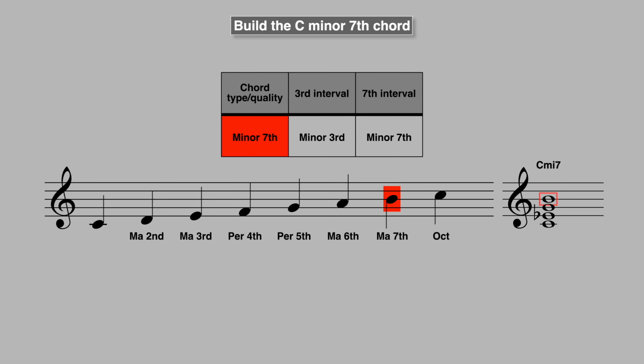We need a minor seventh interval from the root up to the seventh of the chord. In the C major scale, we see that the seventh scale degree is a major seventh interval up from the root note. As a major interval reduced by a half step becomes a minor interval, we will lower the note B a half step to B flat.